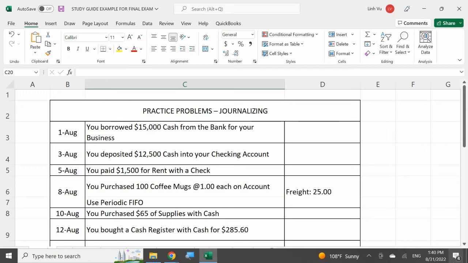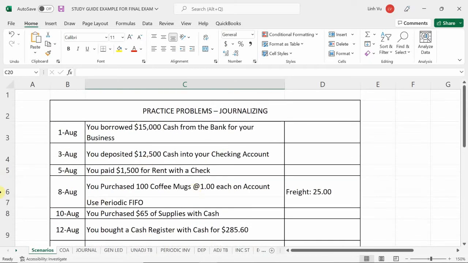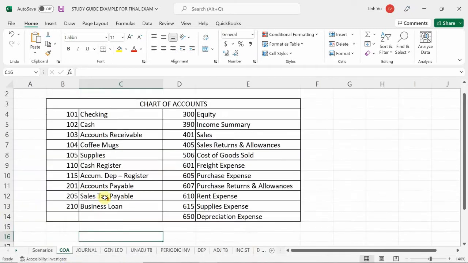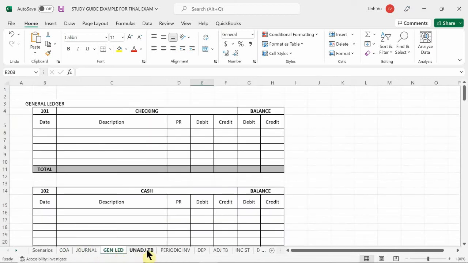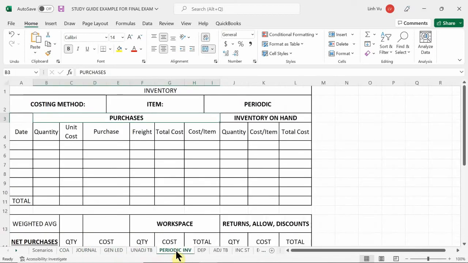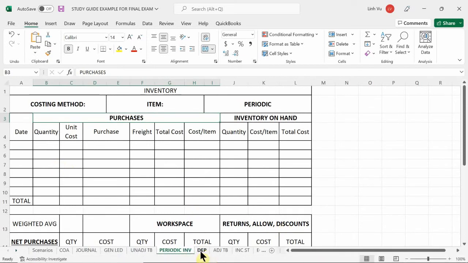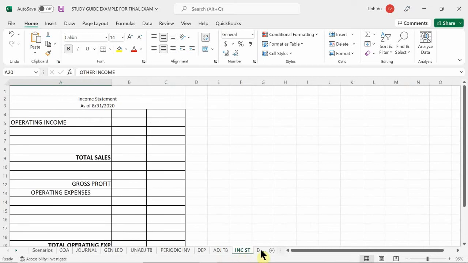Now, with that being said, this is what I'm going to provide for you when we do the actual exam. I'm going to give you a few scenario questions here, right? Exactly 10. In this case, it's roughly 10. I'm going to provide you a chart of accounts, okay? I'm going to provide you a journal, the ledger, an unadjusted trial balance. In this case, periodic or perpetual, that's something you're going to have to find out on your own. A depreciation table, an income statement, the rest, right? I already showed you. I'm going to provide all those spreadsheets for you.